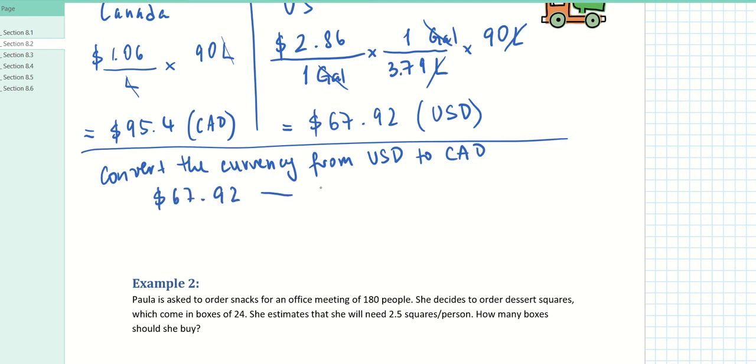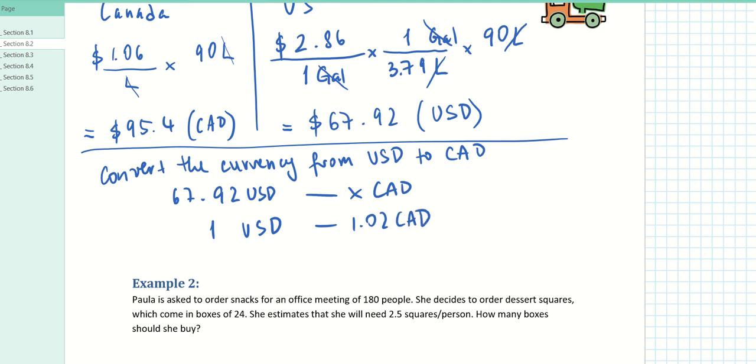This is USD, so we want to convert it to Canadian currency. So I'm going to just cross multiply. I'm going to set up my cross multiplication problem. So my conversion factor is that 1 USD is going to be X CAD and 102 CAD.